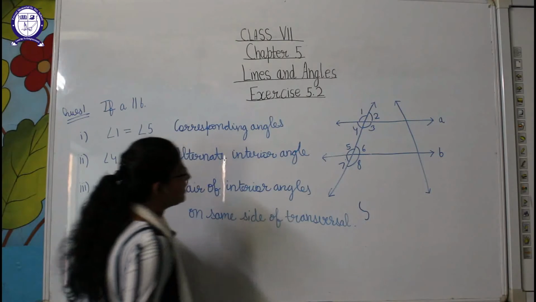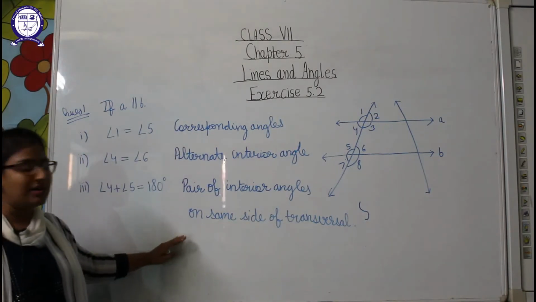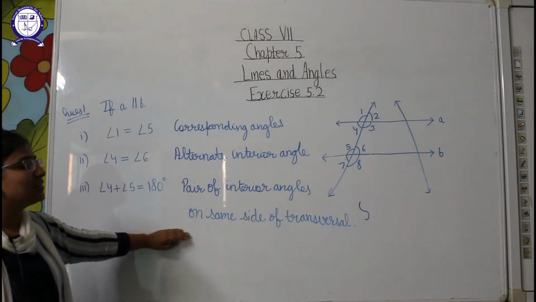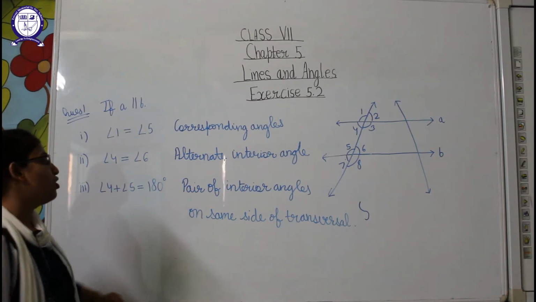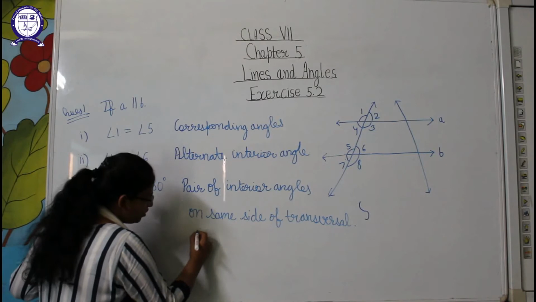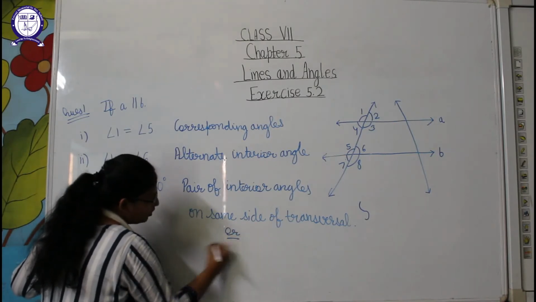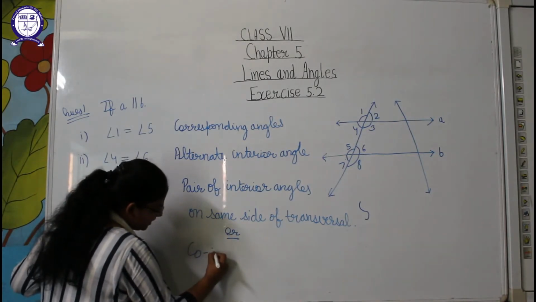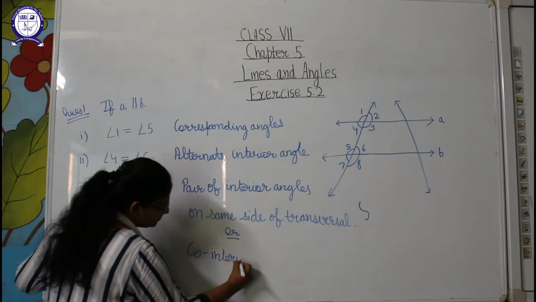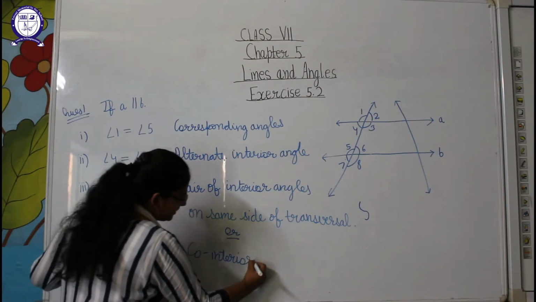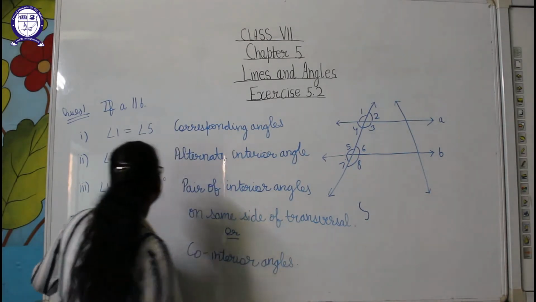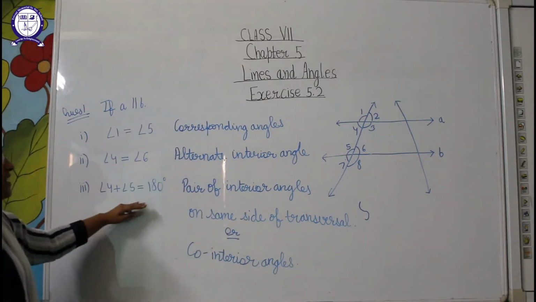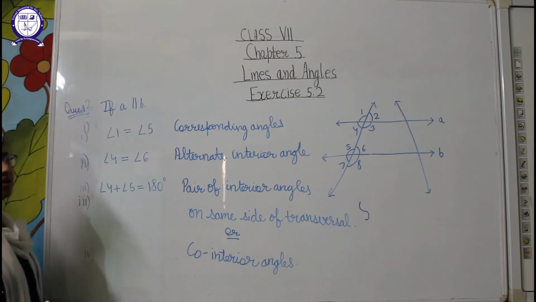And what is the other name for this? I told you earlier that pair of interior angles on the same side of transversal, we can also call them co-interior angles, and their sum is 180 degree. Here co-interior angles are 4 and 5, so 4 plus 5 is equal to 180 degree.